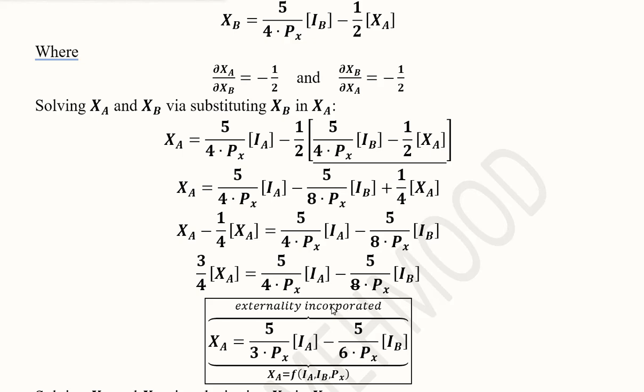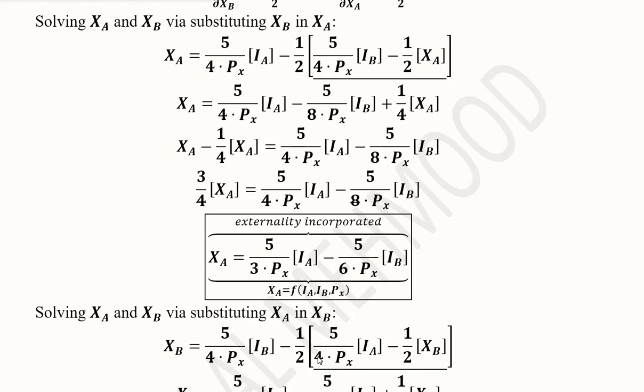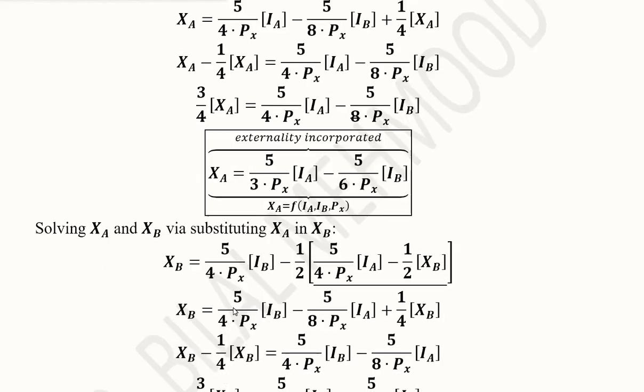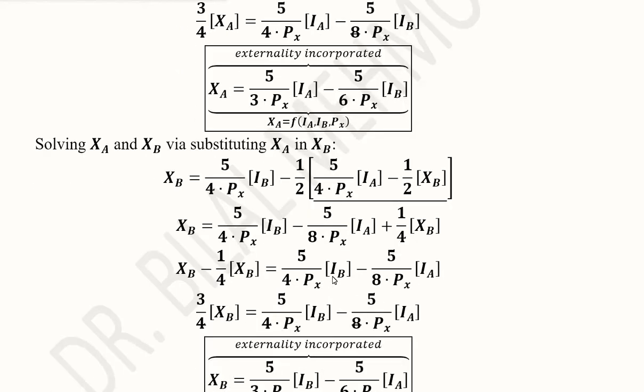This is the incorporation of externality, and the demand function will look like this. There's a negative sign here. The dependence is not just on the household income A, rather the other household income B as well. So this is now the externality incorporated demand function for household A. For household B, you can internalize this negative externality by substituting the value of XA, which is this value here, and then you can solve this.